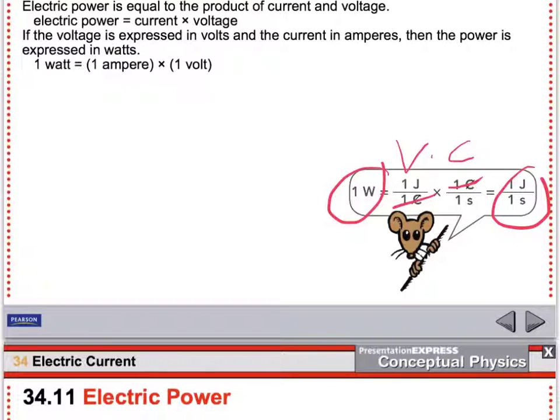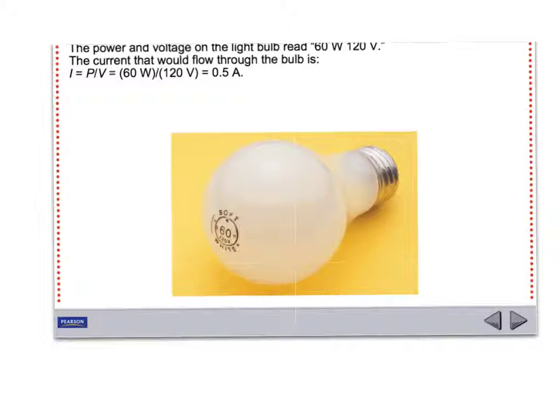Look at the math on this. This tells you that 1 watt equals 1 amp times 1 volt. Electric power is how many joules you're using every second. Ta-da! And to wrap things up with a real-life example, the power and voltage on the light bulb, if it's a 60-watt light bulb, run on a typical 120-volt outlet in your house, the amperage it would use would be 0.5 amps. This is one way you can use the power.